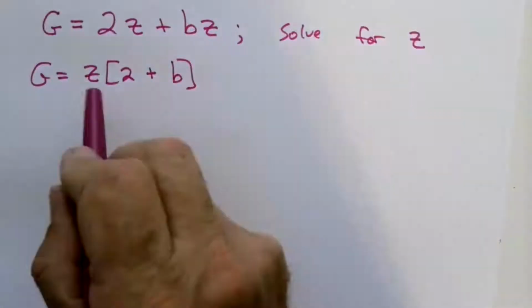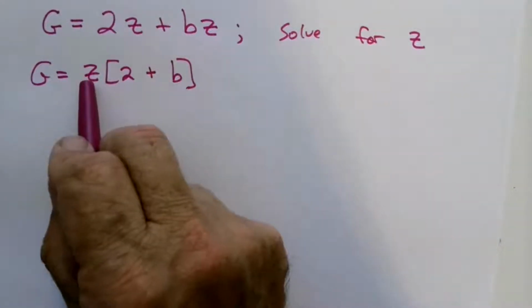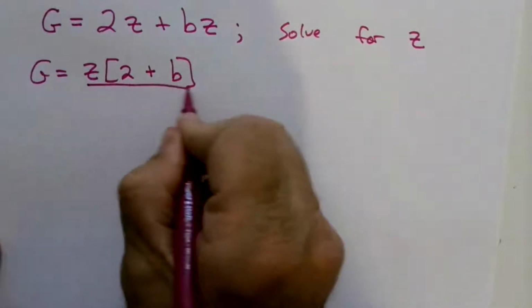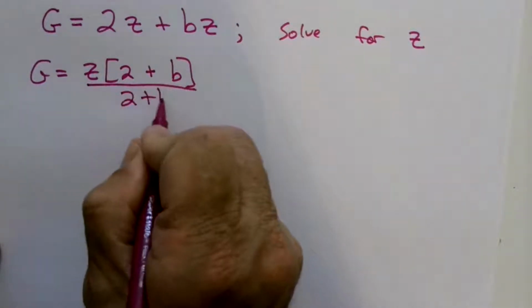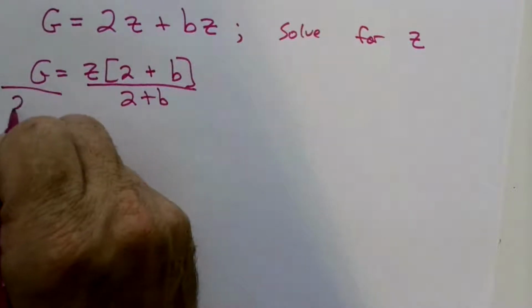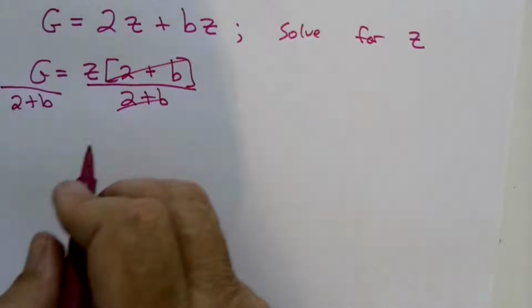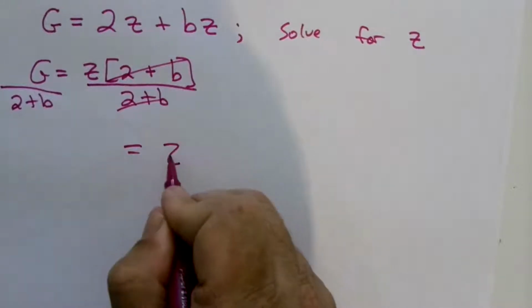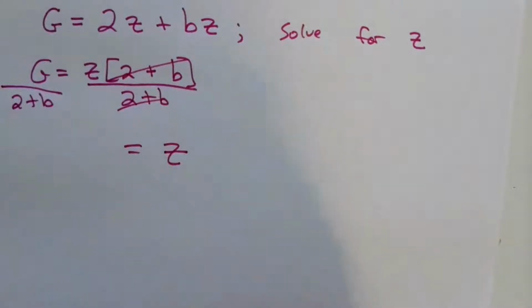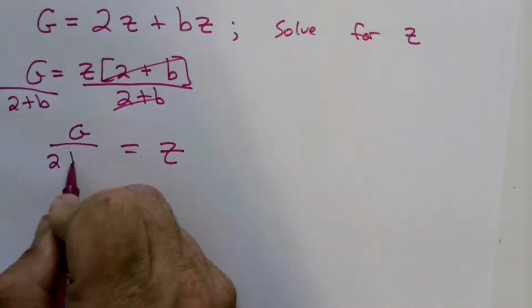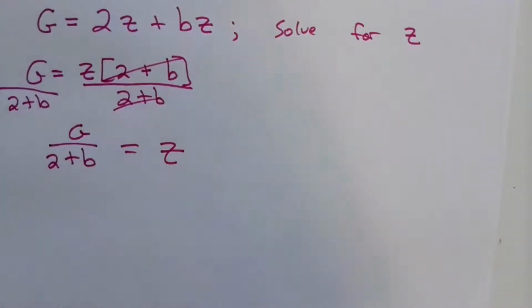And I want to solve for Z. Now what's happening? 2 plus B is multiplying Z. So to undo multiplication, I'm going to have to divide. Divide both sides by 2 plus B. 2 plus B over 2 plus B is 1 over 1. So on the right side, I just have Z. On the left side, I have G over 2 plus B.